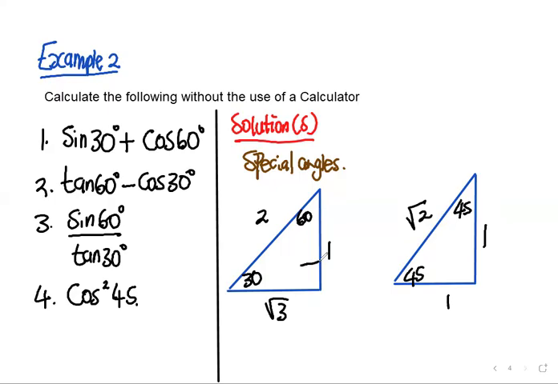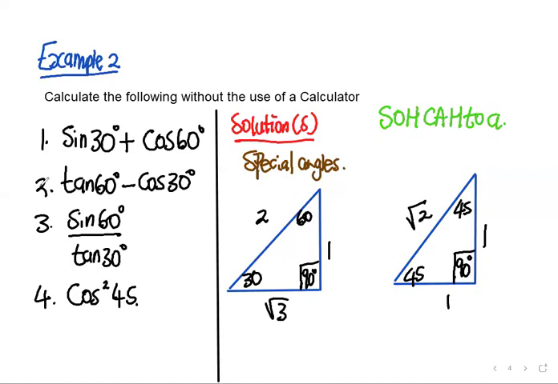Here we have 90 degrees, here we have 90 degrees, and this small box is 90 degrees even here. So each and every time they say calculate the following without the use of a calculator, you must use special angles. And after you understand that, you must use them in correlation with SOHCAHTOA. Then now we're going to solve number 1, sine 30 plus cos 60.